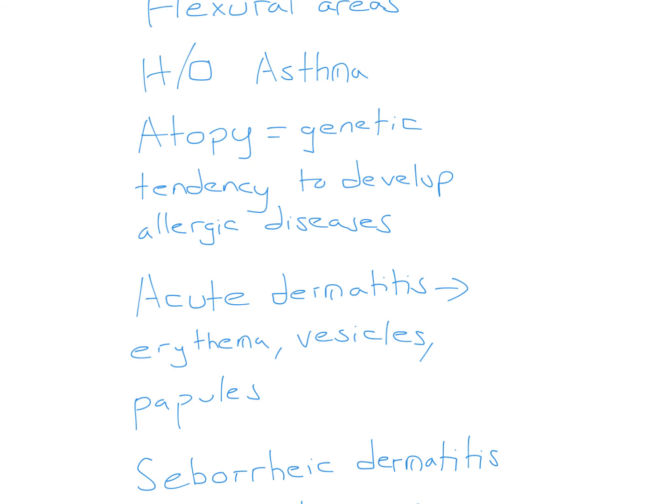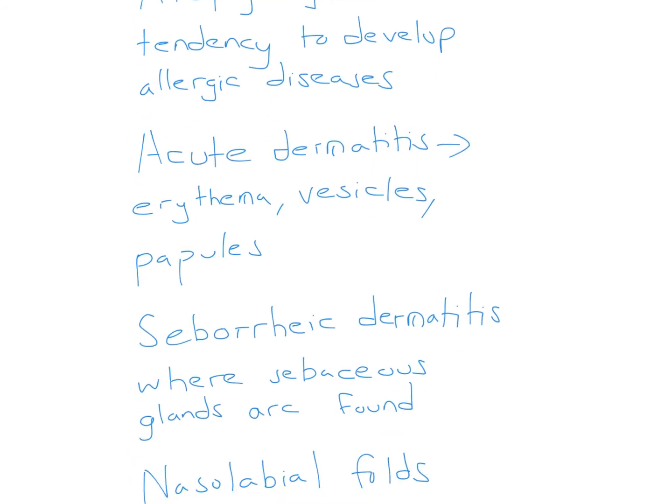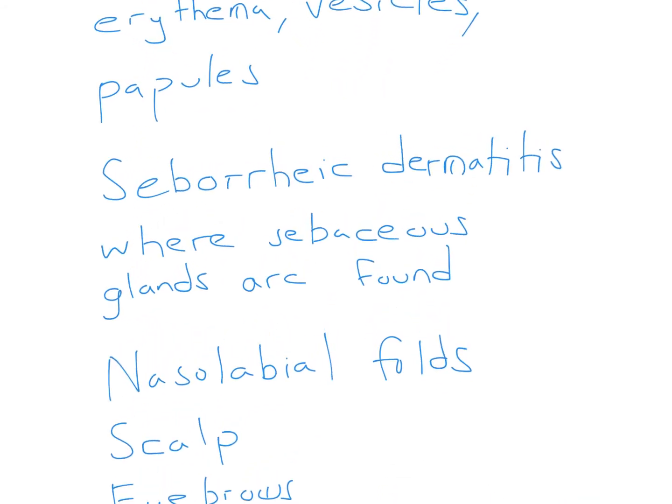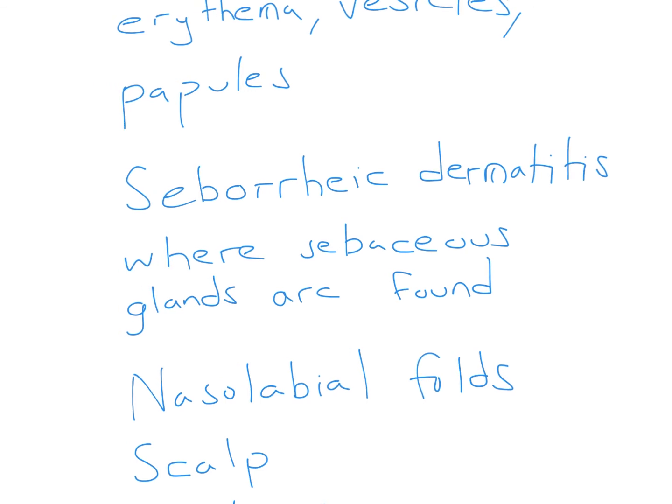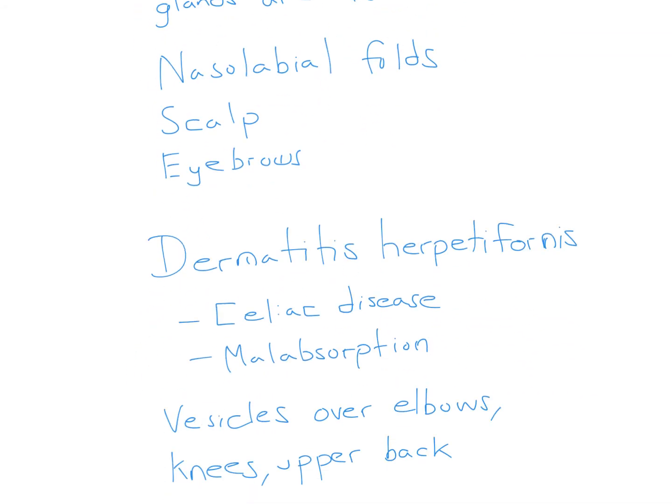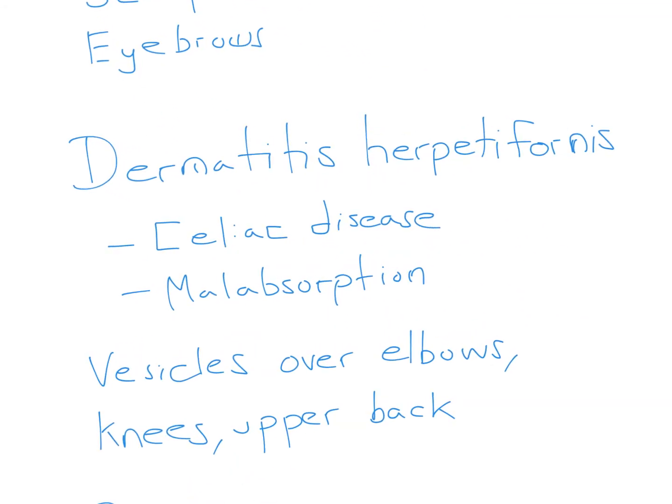setting of atopic dermatitis. Now, to go over the other answer choices, we have seborrheic dermatitis, and this is essentially where you have a rash where the sebaceous glands are found. Sebaceous glands are glands that secrete oil and are commonly found in the nasolabial folds and also the scalp and the eyebrows. The other answer choice was dermatitis herpetiformis.